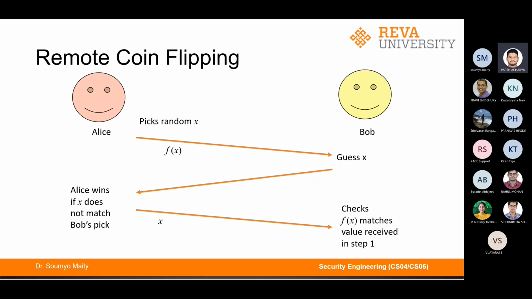10 modulo 3. So the number is 10 and I make a modulo with 3, right? So it will give me 1. And if I give you the number 1, can you find back what was the original number? That is 10.